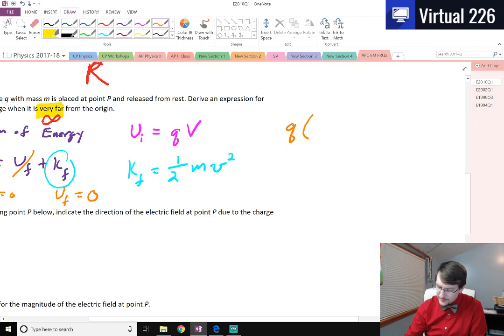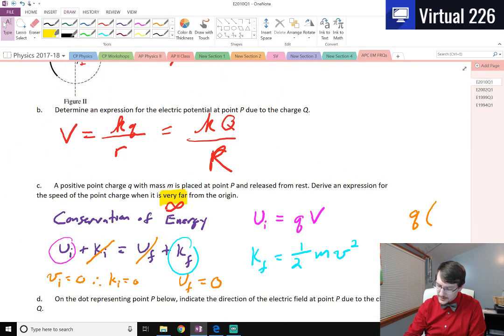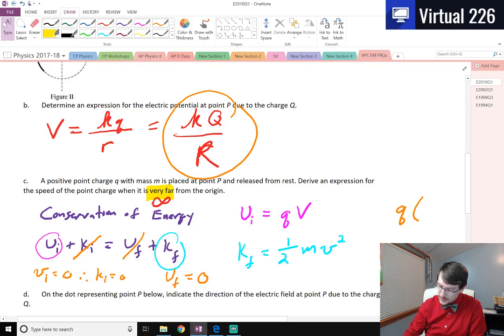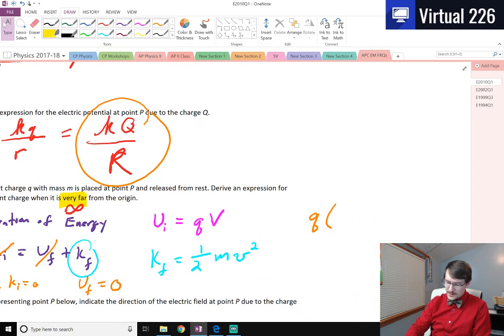Q times V, well, what's the potential at the center of that ring? It was kQ over R. That's what we solved in part B. And even if you didn't get kQ over R in part B, use whatever you got there. There's nothing wrong with saying, hey, look, this is what this equation is. It's a charge times a potential. This is what I got for the potential.